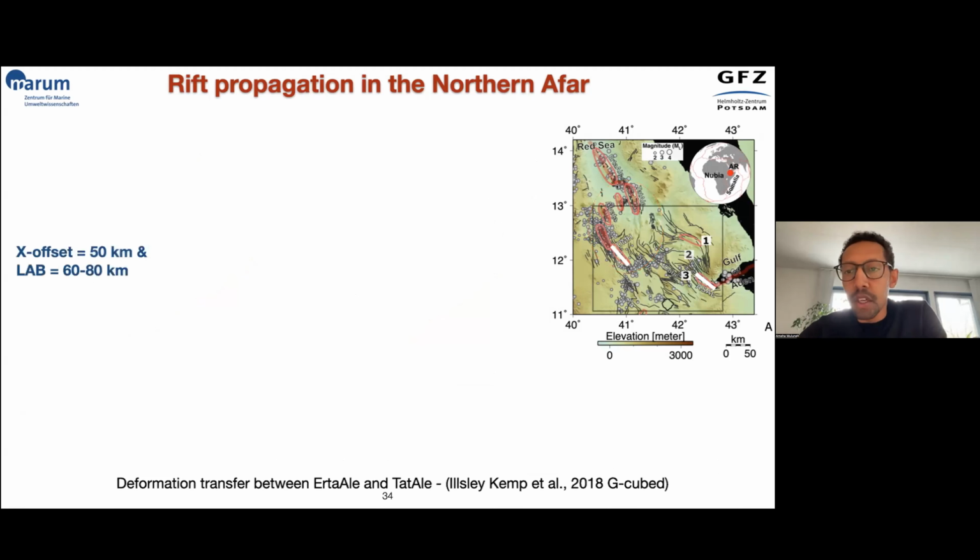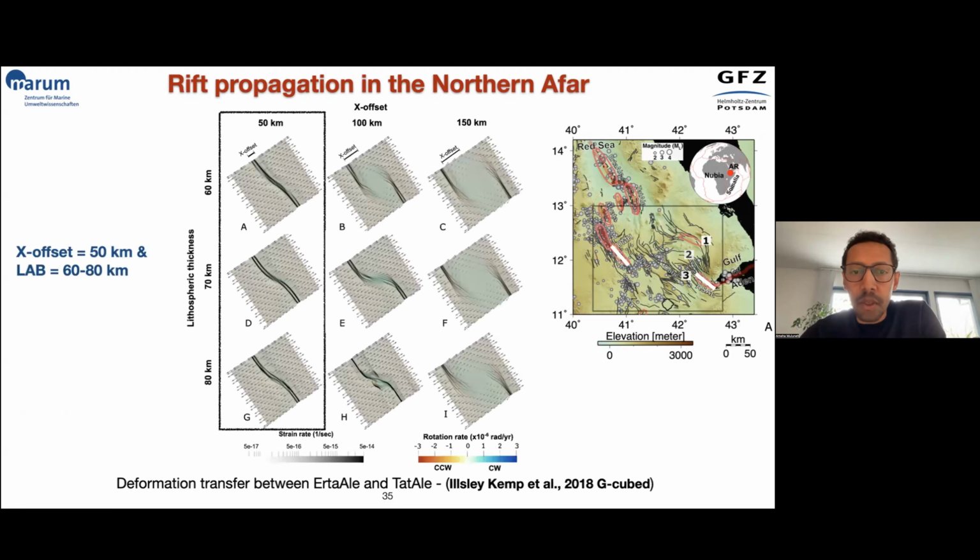Even further to the north between Erta Ale and Tata Ale segments, we have already a setup where we tested the X offset and lithospheric thickness. So the closer the two segments are, in this case, Erta Ale and Tata Ale, we see a direct linkage. Also, a study by Alessandro La Rosa and colleagues shows that it's much more complicated than that, but it's more or less a direct linkage between two segments.